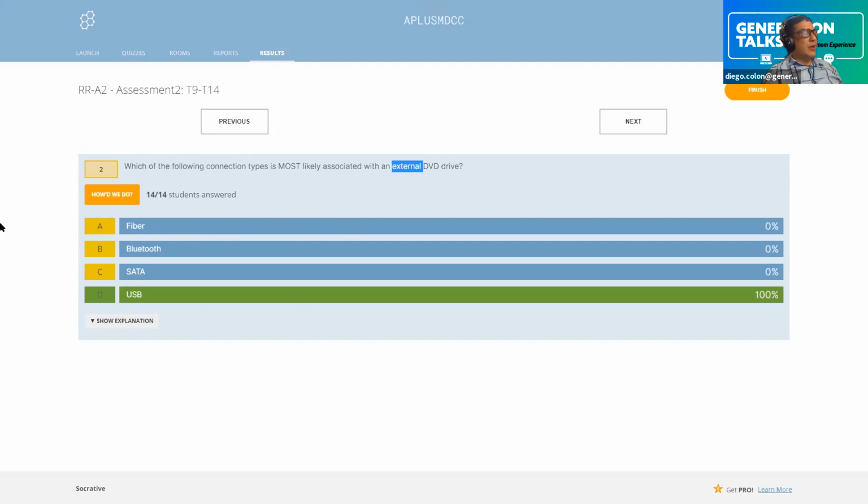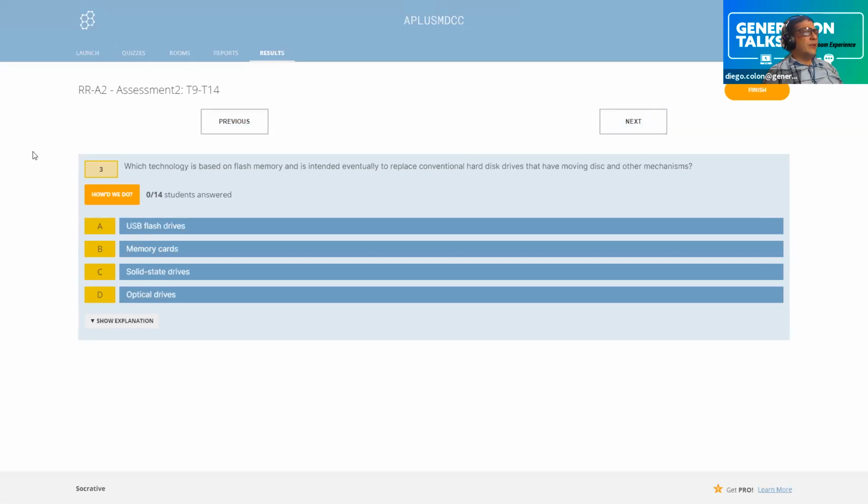As for fiber and Bluetooth, that's not going to happen. Fiber is usually for data transmission over the network. Bluetooth will be the devices you connect, your mouse, your keyboard, and stuff like that. But you wouldn't really have a Bluetooth DVD drive. I haven't found one yet.